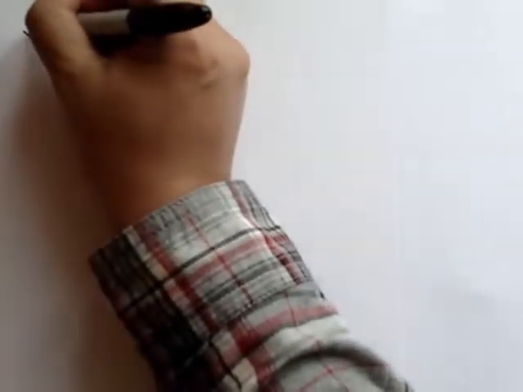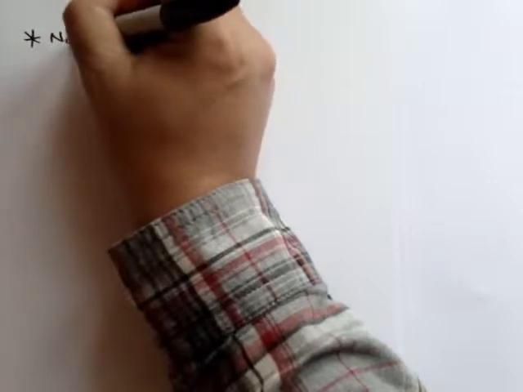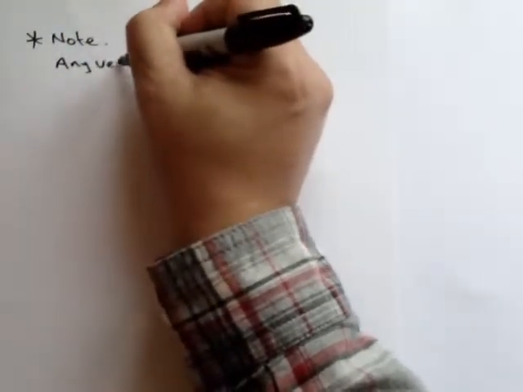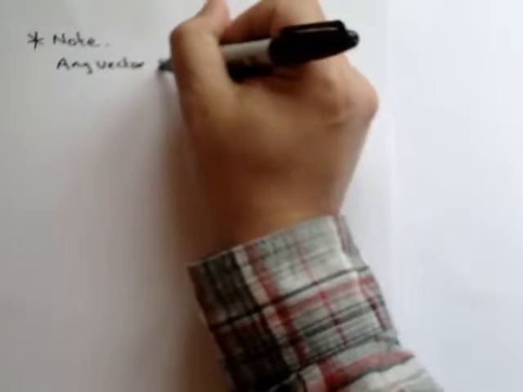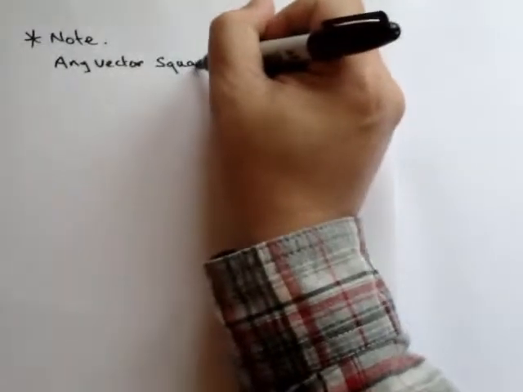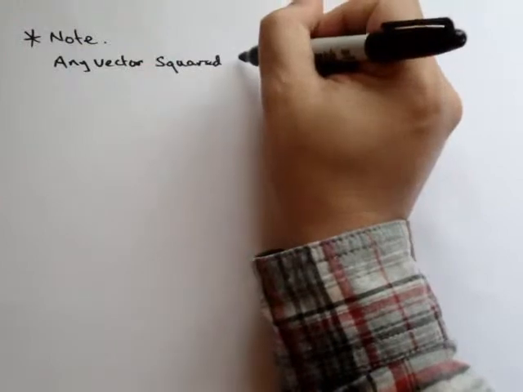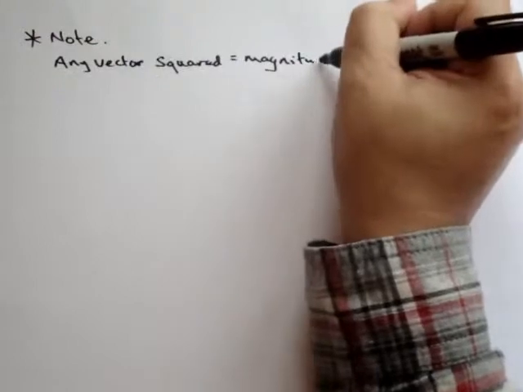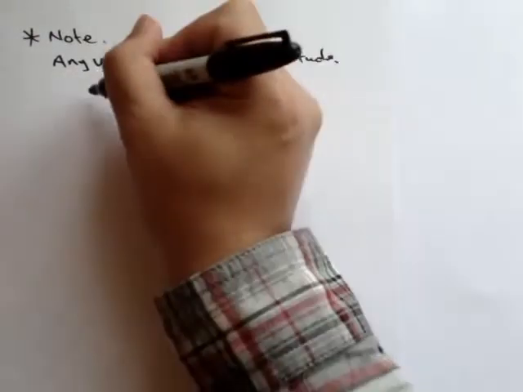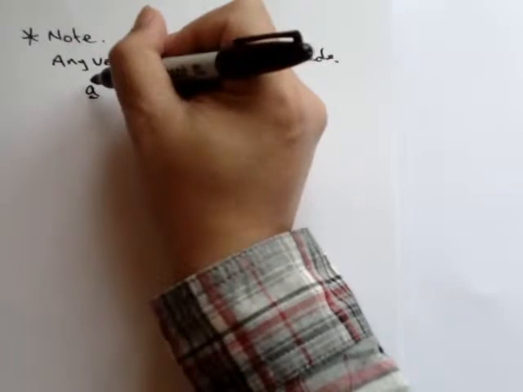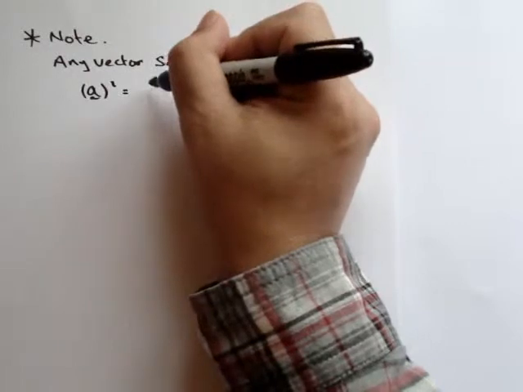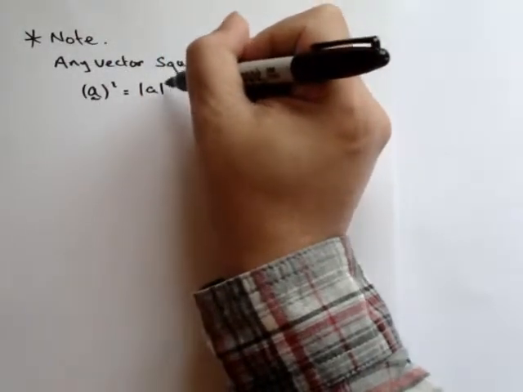An important rule that we have to note when we're multiplying is that any vector squared gives us its magnitude squared. So for example, if we have a squared, this equals the magnitude of a squared.